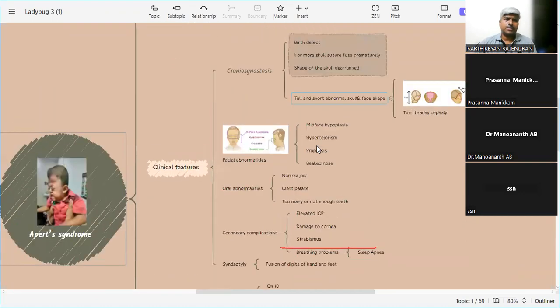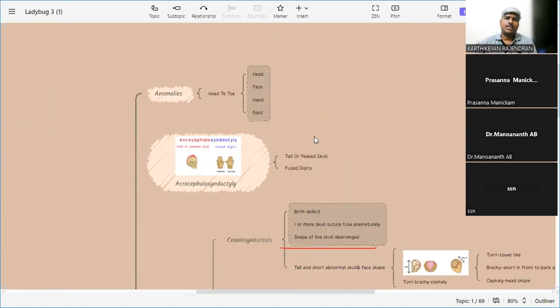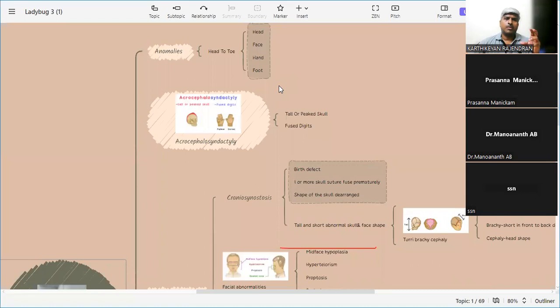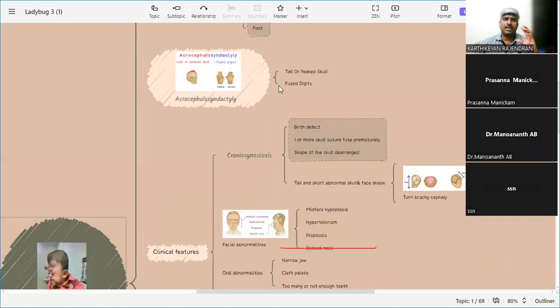Okay, let's start with Apert syndrome. Anomalies seen in Apert syndrome patients are head anomalies, face anomalies, and hand and foot anomalies. Coming to the head anomalies, we know that patients have craniosynostosis and a hand anomaly, that is syndactyly. Combined, this is called acrocephalosyndactyly, which is another name for Apert syndrome.